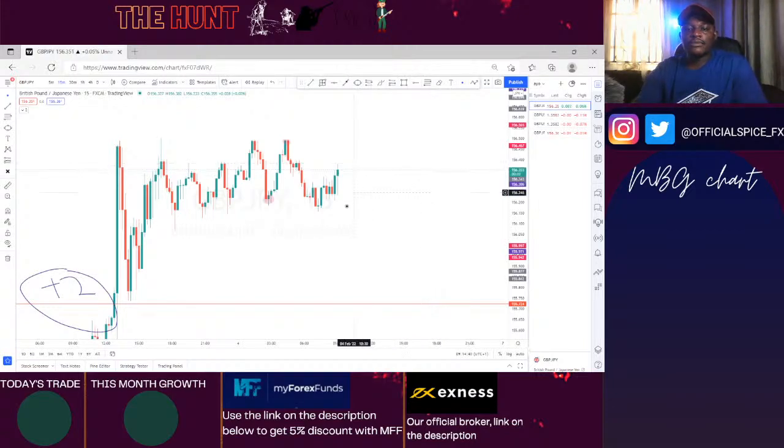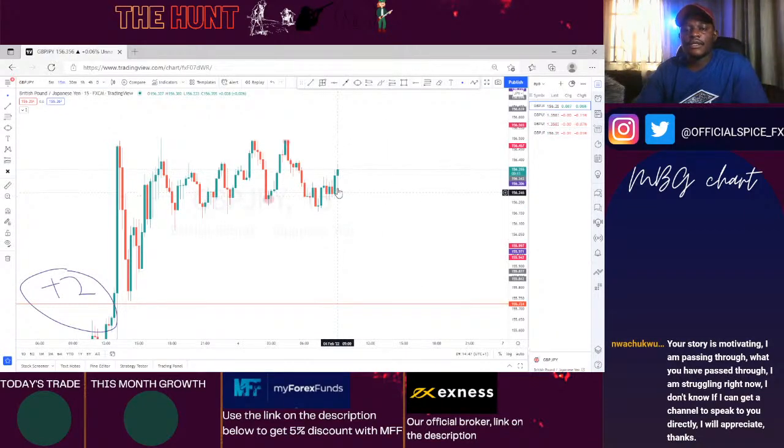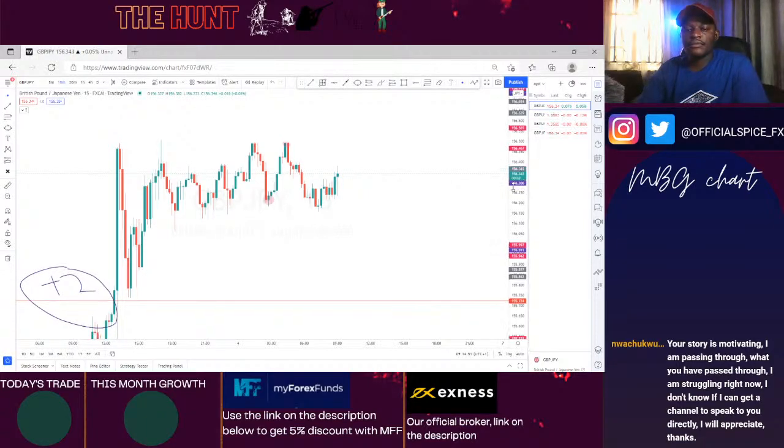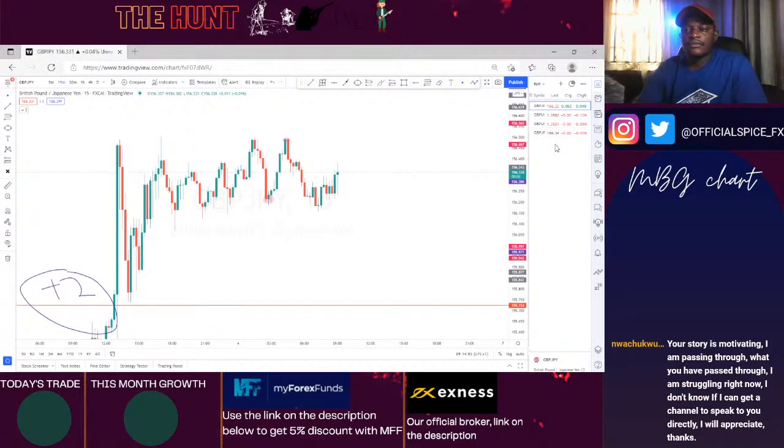GG is pushing up. I love this candle right here. This candle closed that way. That's a strong bulls candle right there. Patience is the key.